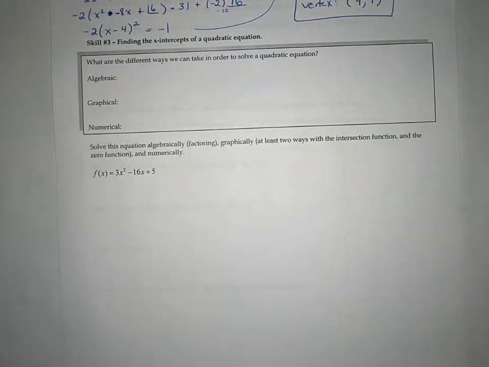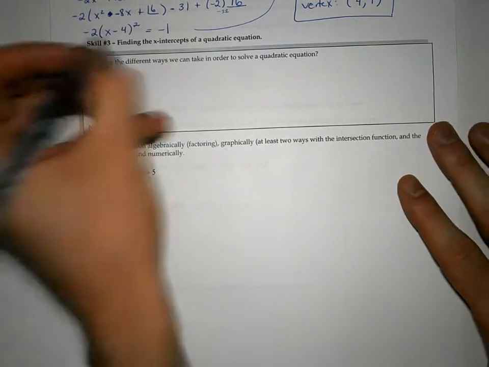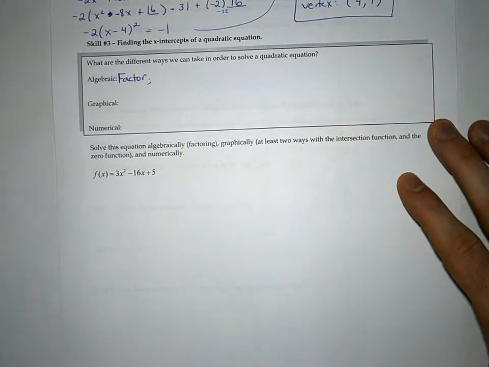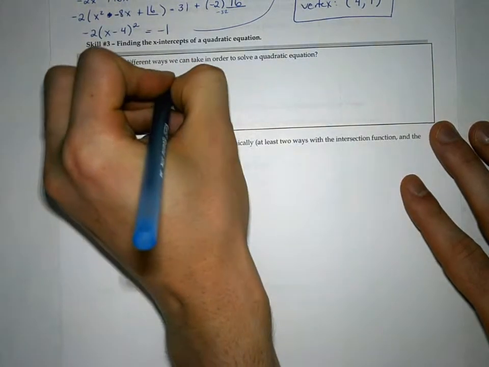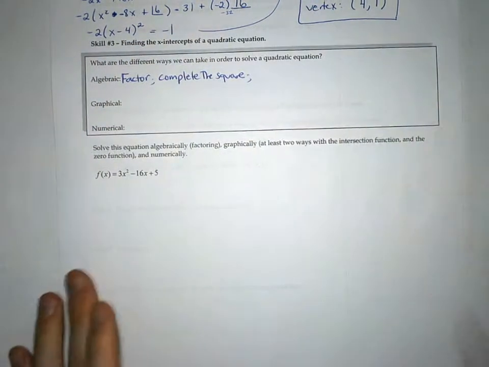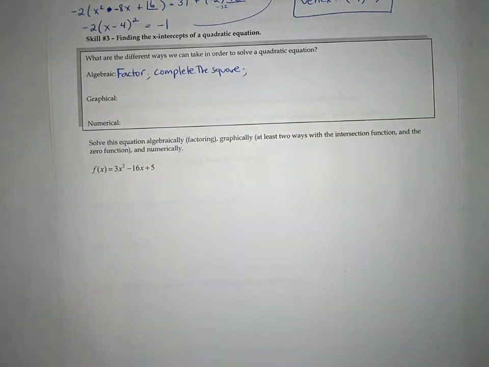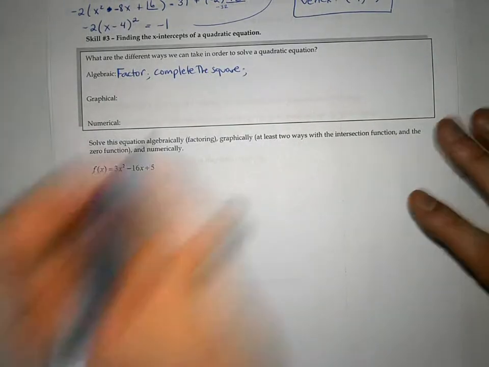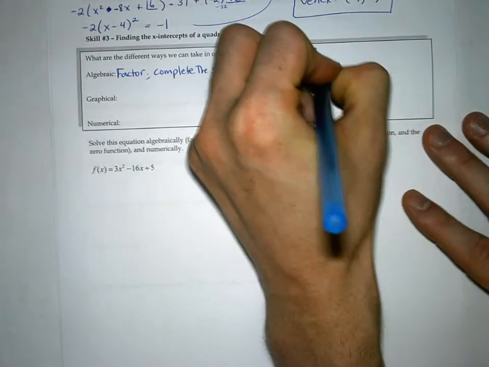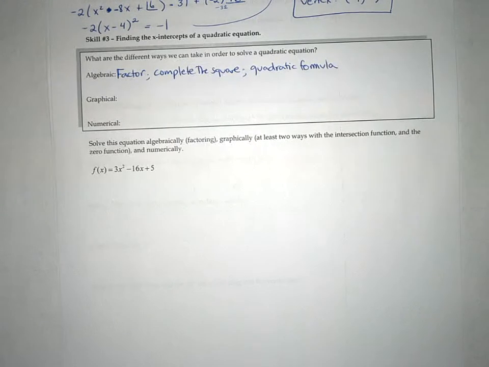Algebraic, we can solve a quadratic equation really three main ways. We can factor, and there's a couple of different ways you can factor. We can complete the square, convert to vertex form, and then set the equation equal to 0 and solve. Or we can do quadratic formula. So factor, complete the square, quadratic formula, all legitimate ways to solve algebraically.